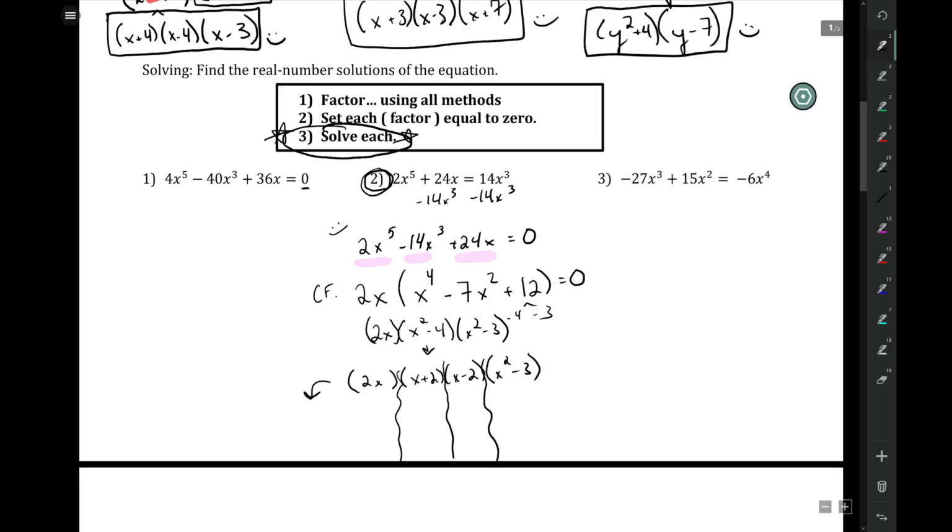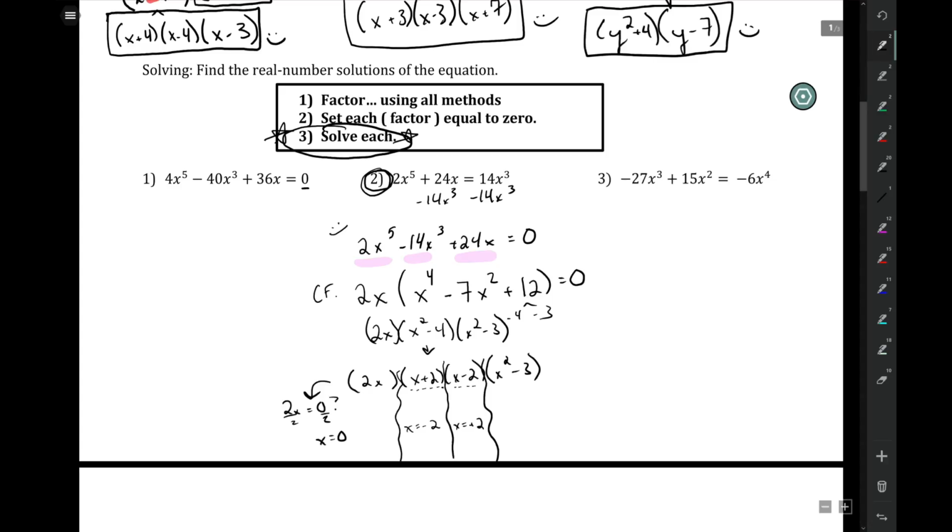So where is 2x equal to 0? Well, that means divide by 2, x is 0. There's one solution. Where's x plus 2 equal to 0? Well, that means x is equal to negative 2. X minus 2, x equals positive 2. And this is where all of the factoring and stuff comes into play from last chapter.